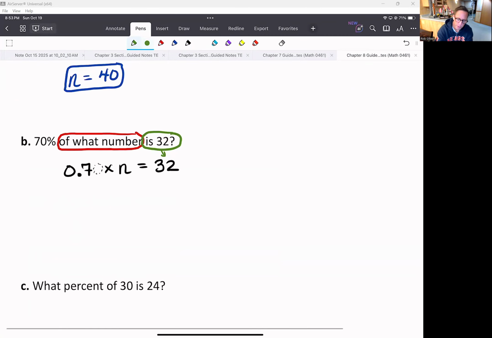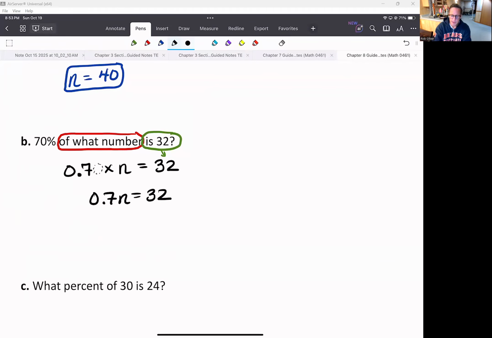All right, so if we write this more algebraically, it might look like this. You got that. All right, and so we're just going to divide both sides by 0.7, by 7/10.